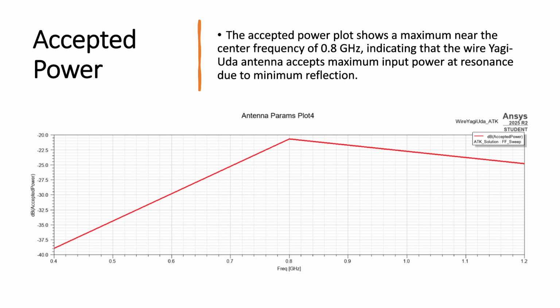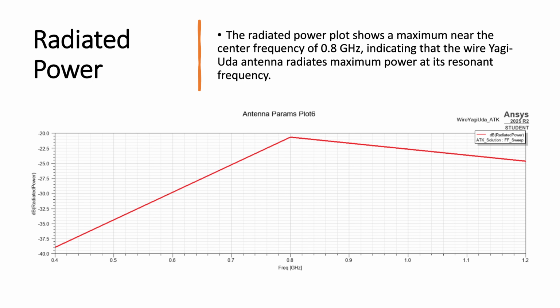Next slide. Accepted power. The accepted power reaches a maximum near 0.8 GHz. This means at resonance, reflection is minimum and the maximum power is absorbed by the antenna. Matching is best at the center frequency. Now coming to the next slide.